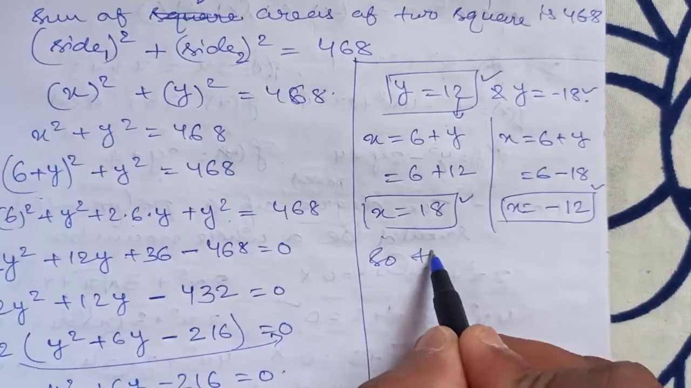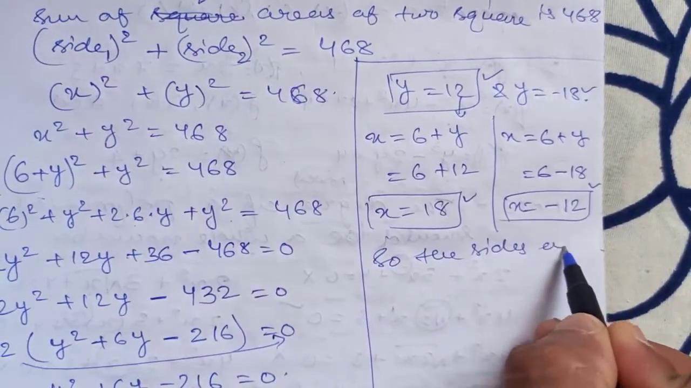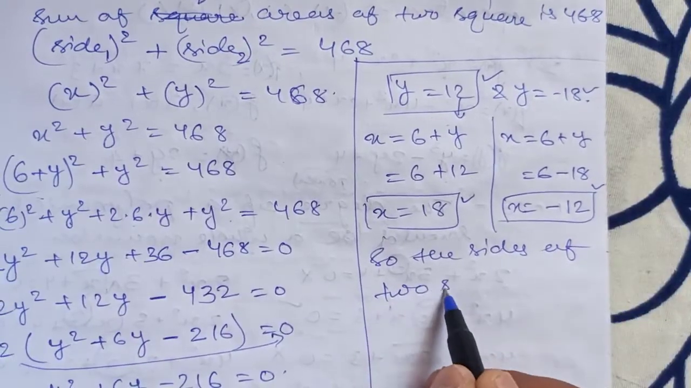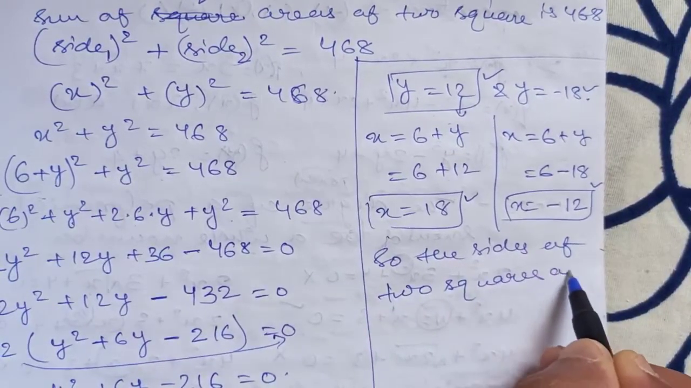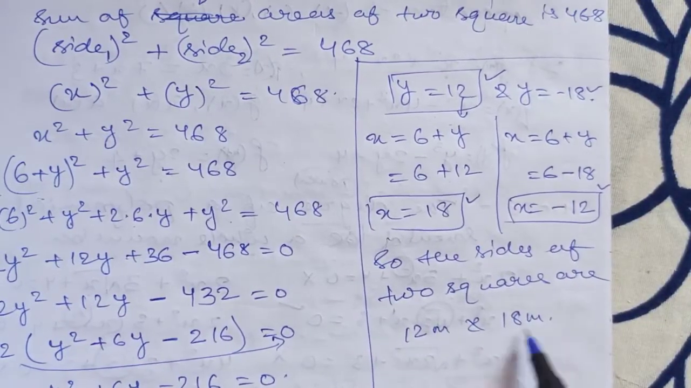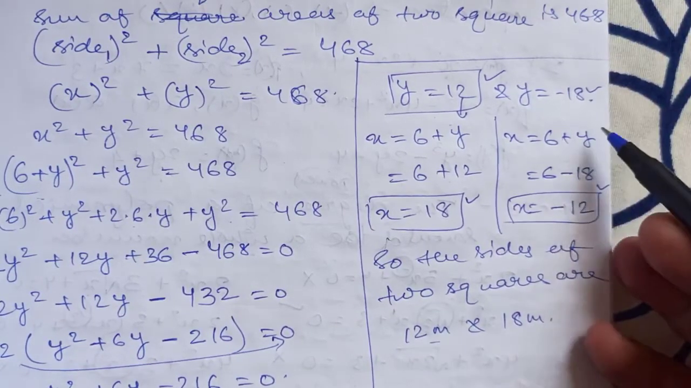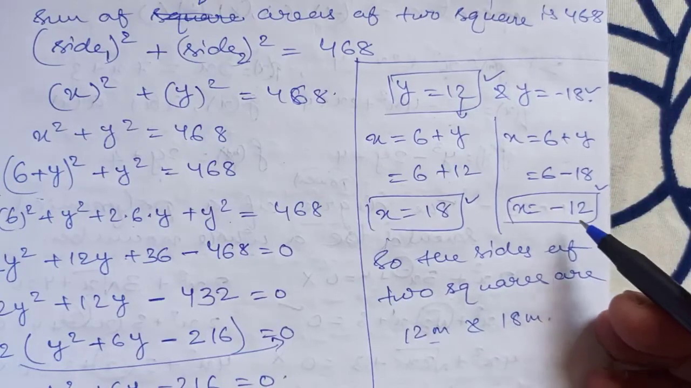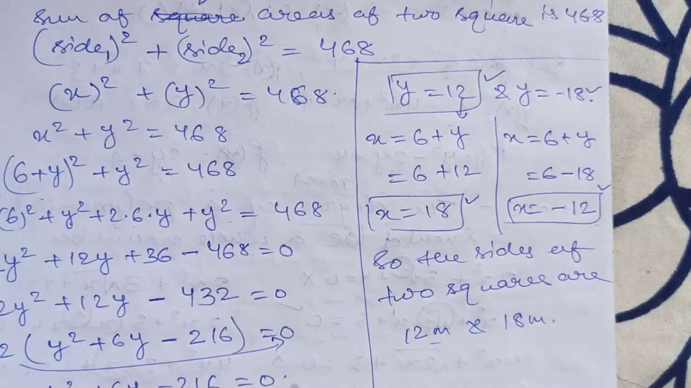So the sides of the two squares are 12 meter and 18 meter. So these are the two sides of the squares. Negative sides of squares are never taken, remember. In this way you can easily find the value for the given question.